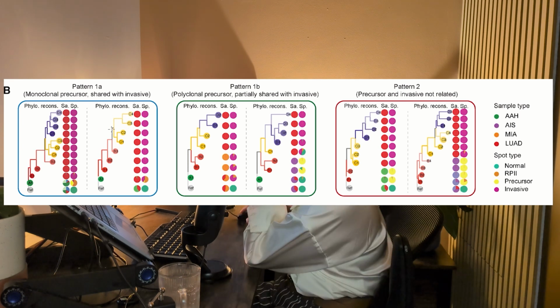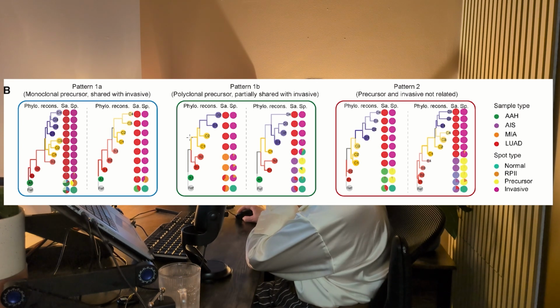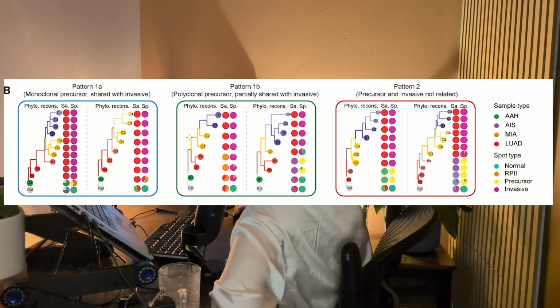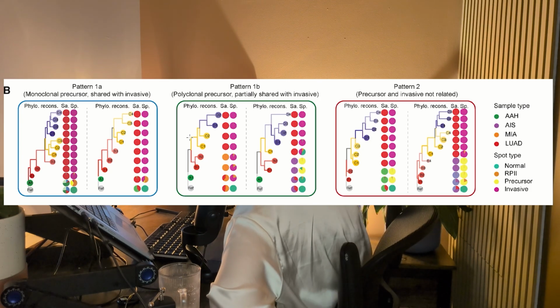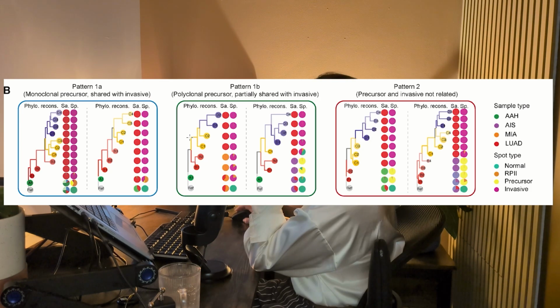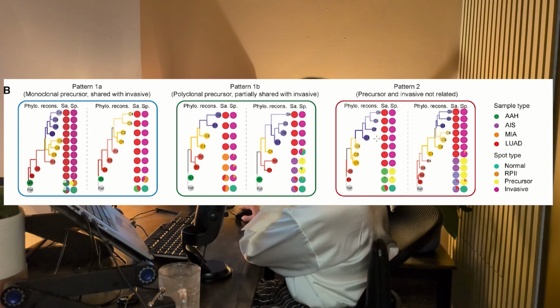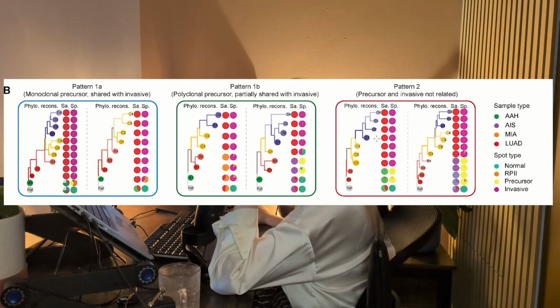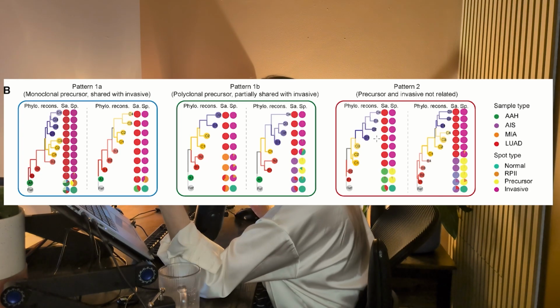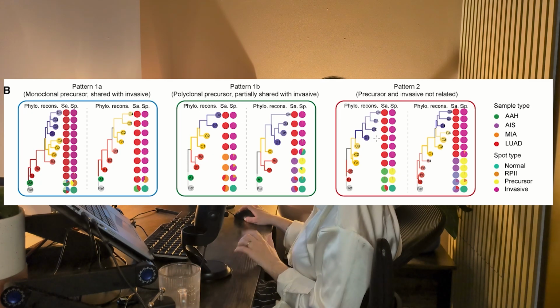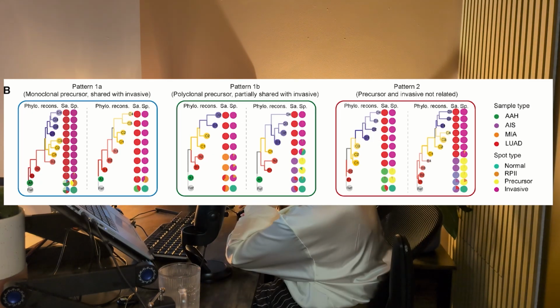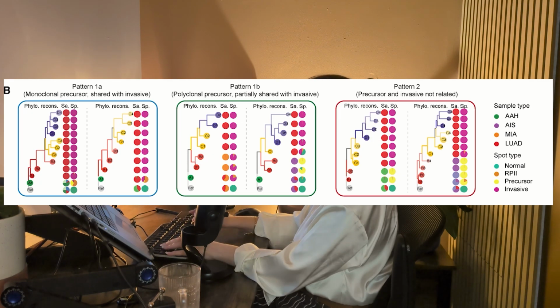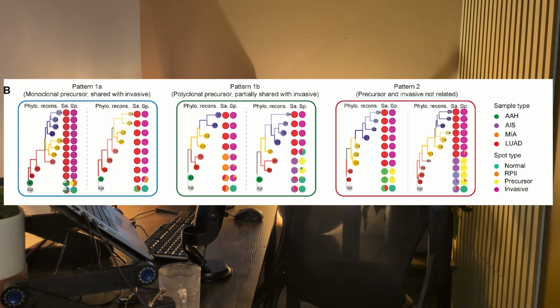Pattern 1, where precursor lesions and invasive LUAD share at least one ancestral clone, but invasive regions acquire additional subclones as they progress. And then pattern 2, where precursor lesions and LUAD share no detectable clones at all, suggesting independent evolutionary paths or very early divergence. This immediately highlights how variable early LUAD evolution is across patients.